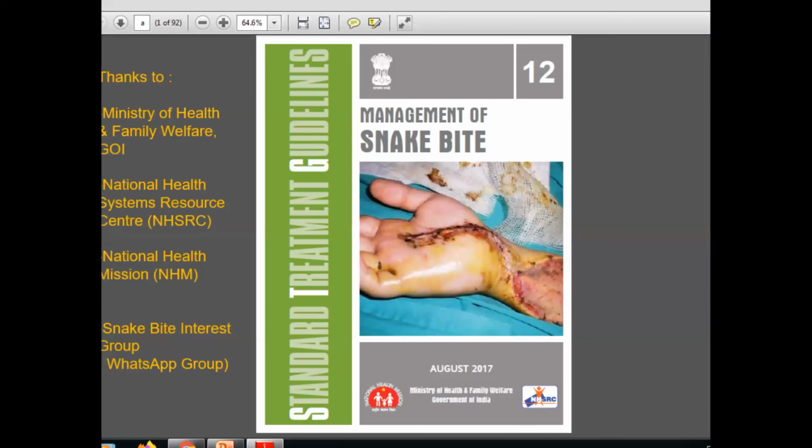So these are the Government of India guidelines on snake bite management. I am a part of these guidelines that have been framed throughout the country for the country.